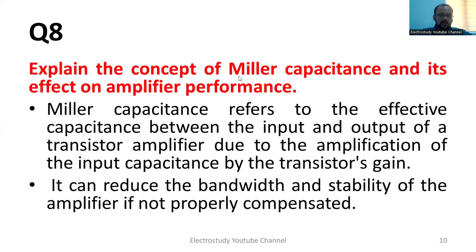Question number 8, explain the concept of Miller capacitance and its effect on amplifier performance. Please note that this is one of the important questions for the theory also. The derivation you might have studied, Miller theory you might have studied. The Miller capacitance refers to the effective capacitance between the input and output of the transistor amplifier due to the amplification of input capacitance by the transistor's gain. It can reduce the bandwidth and stability of the amplifier if it is not properly compensated. We should require some kind of compensatory circuit. If you do not provide the compensatory circuit, definitely the stability and bandwidth will come down.